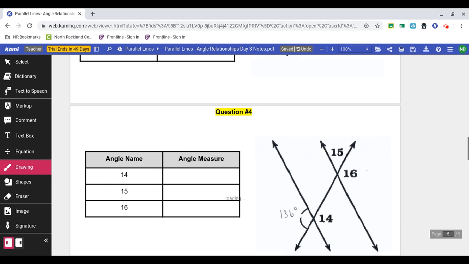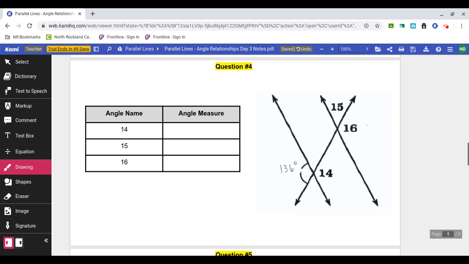Moving right along, I'm going to skip 3. We'll do number 4 together. Again, this looks different, but we'll call this line A and line B, which are your parallel lines, and line C is your transversal. Okay, so again, the 14, 15, and 16 that you see, guys, are your angle names. They are not the measure in degrees. So I told you that this angle right here is equal to 136 degrees. So I only have to find 3 missing angles here, angle 14, 15, and 16.